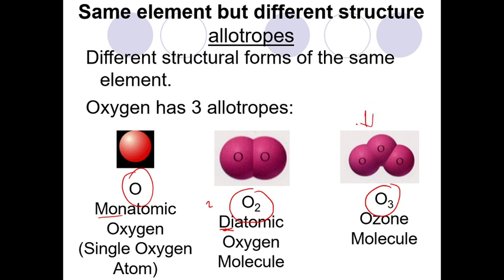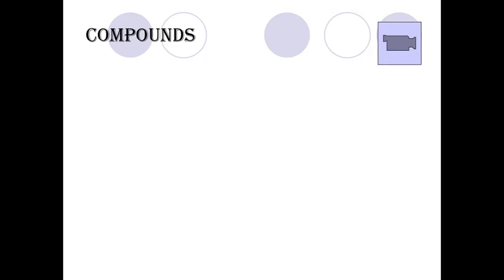Is this still an element? Yes. Why does it qualify as an element? Because it's made up of one type of atom, which is the oxygen atom. So that is an element.